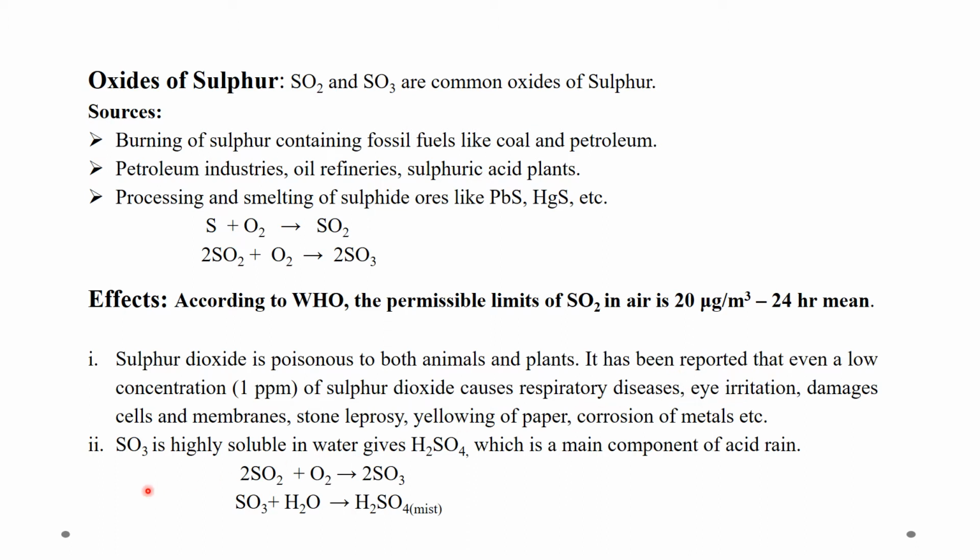Sulfur dioxide is highly soluble in water giving sulfuric acid, which is a main component of acid rain. So sulfur dioxide reacts with oxygen, gives this compound. This compound reacts with water, gives sulfuric acid mist. It may also lead to acid rain.